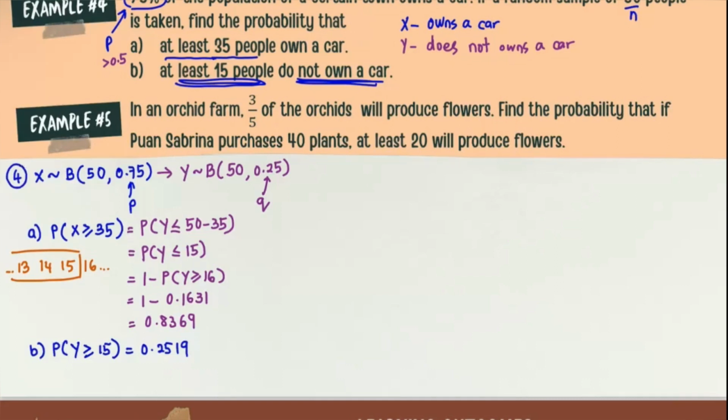Now let's look at example 5. In an orchid farm, 3/5 of the orchids will produce flowers. Find the probability that if Puan Sabrina purchases 40 plants, at least 20 will produce flowers. This is the probability of producing flowers, our probability of success. So X for question 5 is orchids that produce flowers.